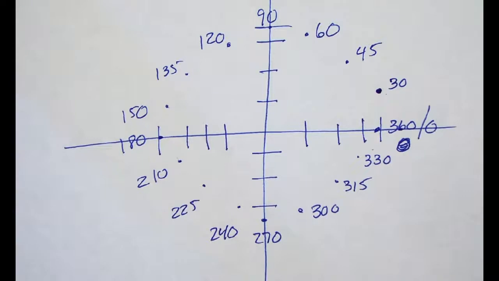So cosine of 150, I'm finding 150, I'm going, cosine is x or y? Cosine is x, so I'm going here. Negative square root of 3 over 2, but it's secant, so I flip that over, and you get negative 2 over the square root of 3.